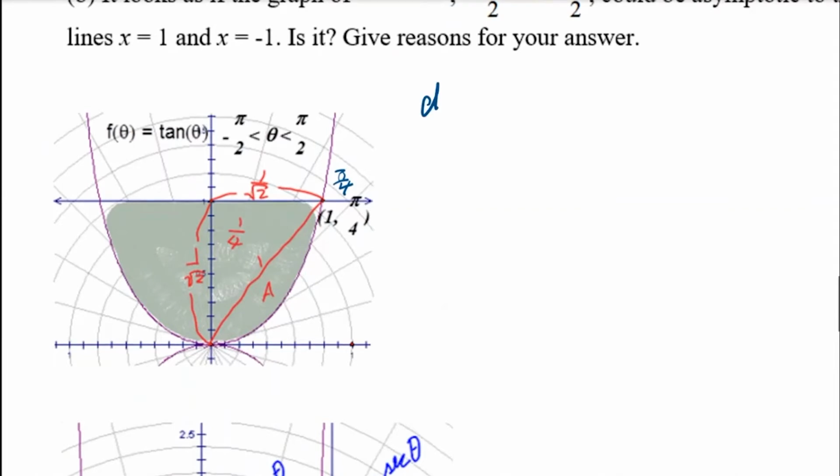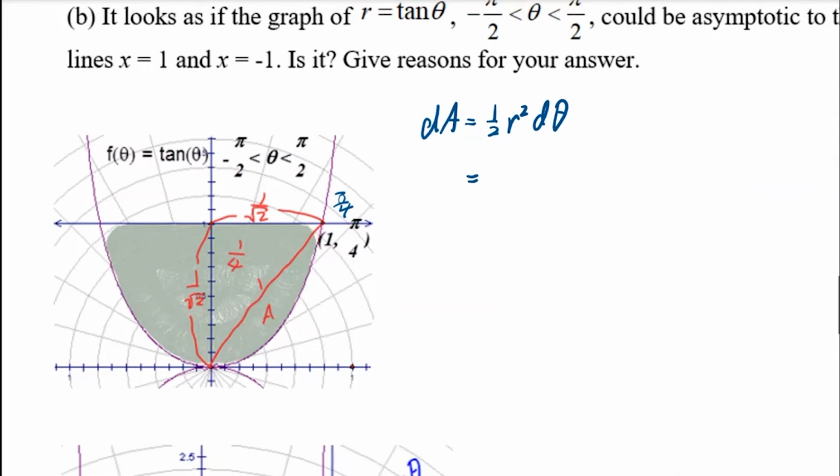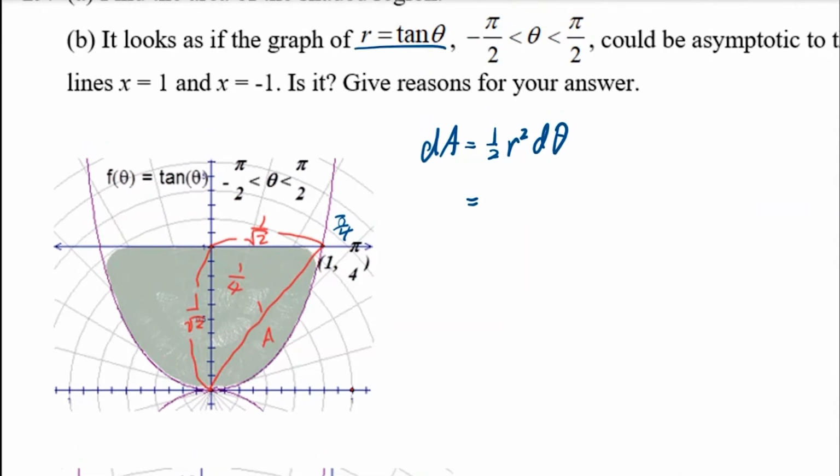Okay? So dA now. dA is 1/2 r squared d theta, and our r is tangent theta. Good, this thing right there. Okay, so let's do this. So 1/2 tangent squared theta d theta. You with me? Okay, how do we integrate tangent squared? Somebody tell me while I write. Separate it into secant squared minus 1. Yeah, of course, right? Secant squared theta minus 1 is how you integrate tangent squared.